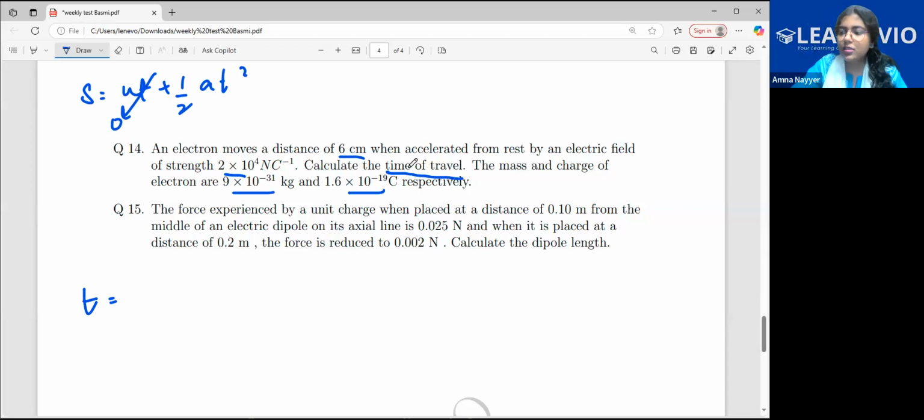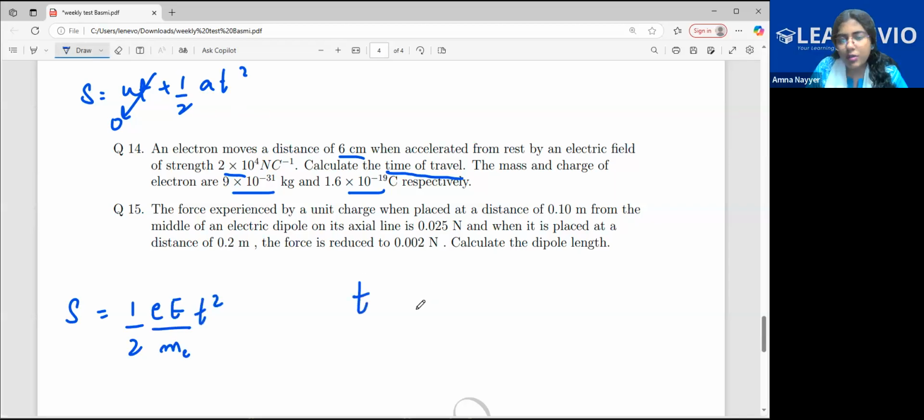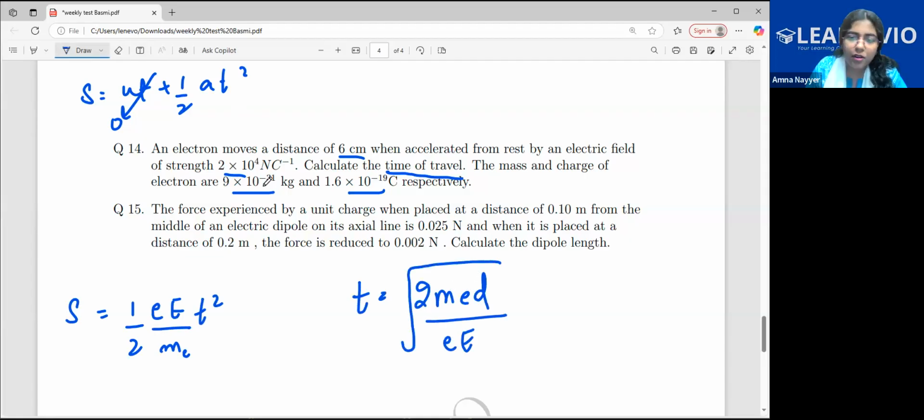When initial velocity is not mentioned, we assume that it is at rest. So S is equal to half at square, and the distance is half the electronic charge into electric field divided by the mass of electron into the square of time. So t square is 2 m e into d divided by e into E. Mass of electron is already given, and I've told you, remember the mass of electron and proton. At least do this much.